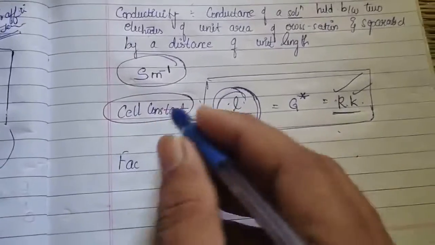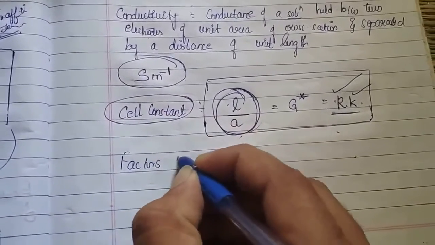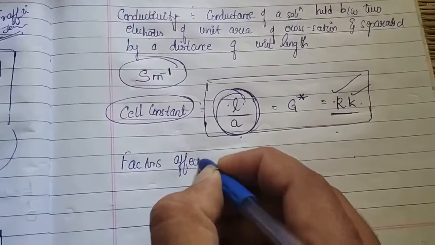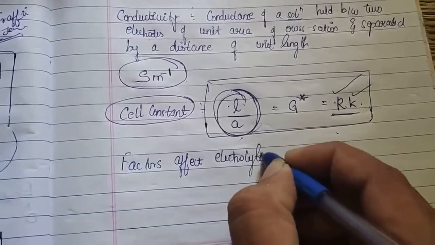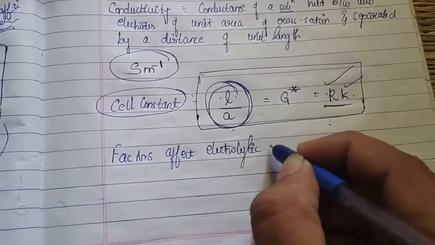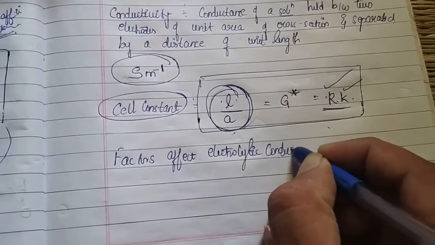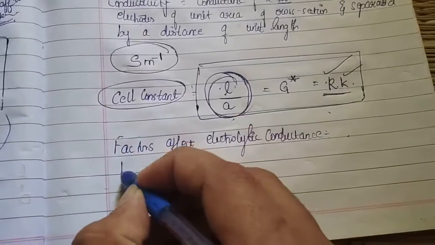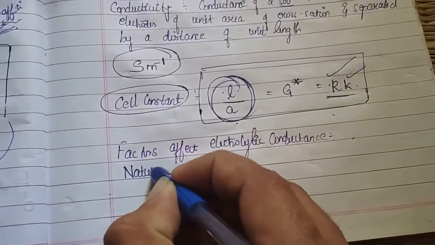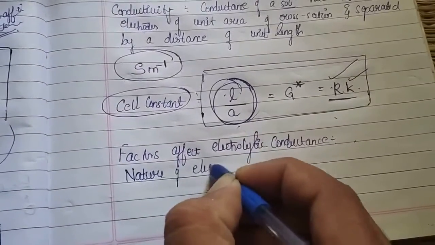Okay, so the next part we are going to check out, the last content of this video, is: what are the factors which are going to affect the electrolytic conductance? Of course, you have seen, first of all, what type of electrolyte you are taking. That is the nature of the electrolyte added.